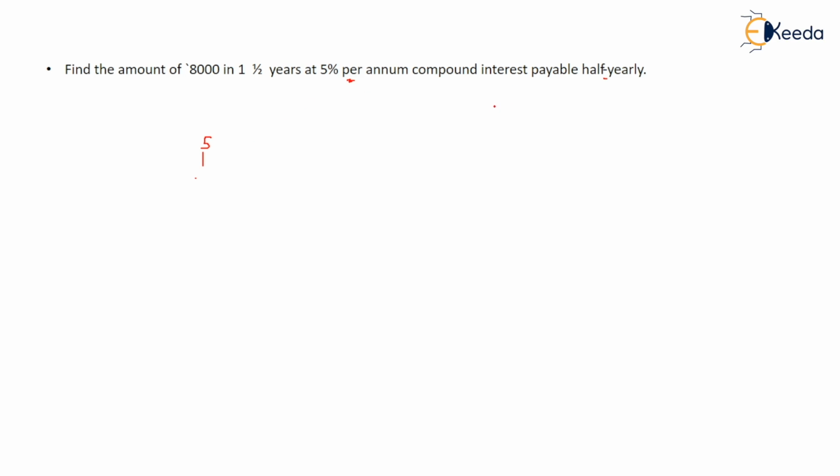Okay, so you can simply take it as a 6 month gap, right? So 6 plus 6 plus 6, that is 1 year and 6 months. So that is equivalent to 1.5. So if 5% is per annum, what will it be for half, 2.5, right? You can solve it now.